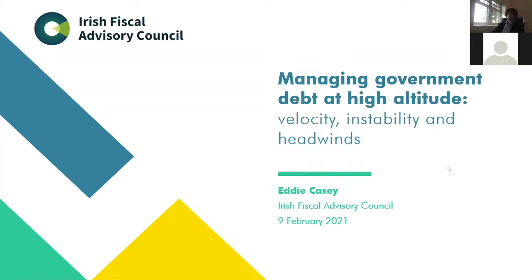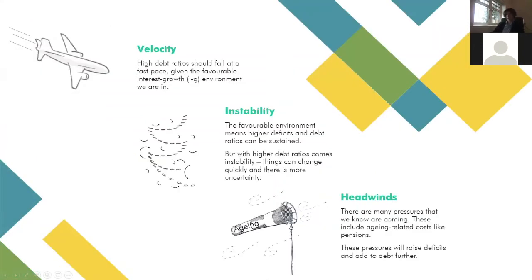If we think about three observations in particular, we talk about velocity, instability, and headwinds. Let me just show you what I mean by that. The first thing, velocity, is basically that at high debt ratios, you can see that the pace of reduction in them, naturally due to I being less than G, or interest rates being lower than growth rates, is that they actually fall naturally quite fast because you're magnifying the effect of I being less than G.